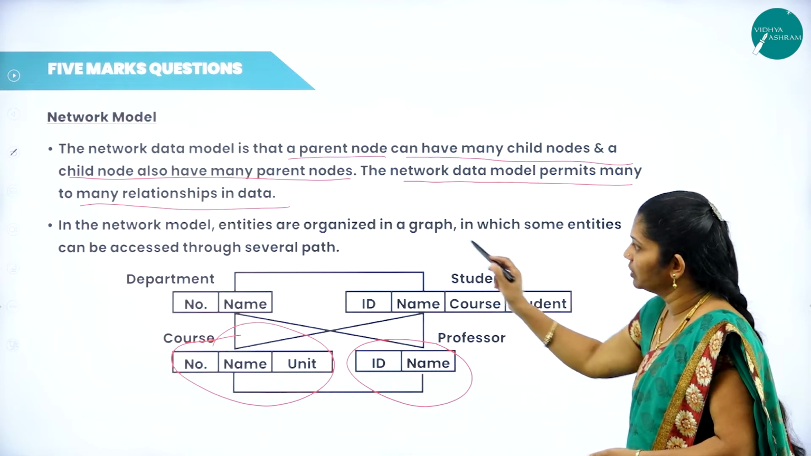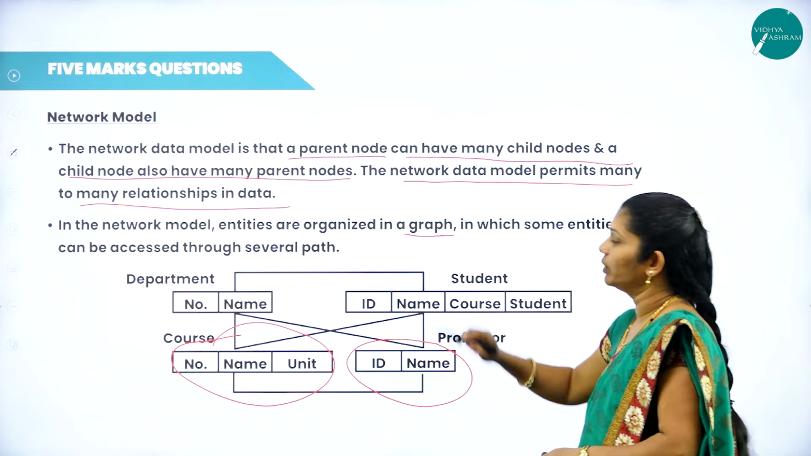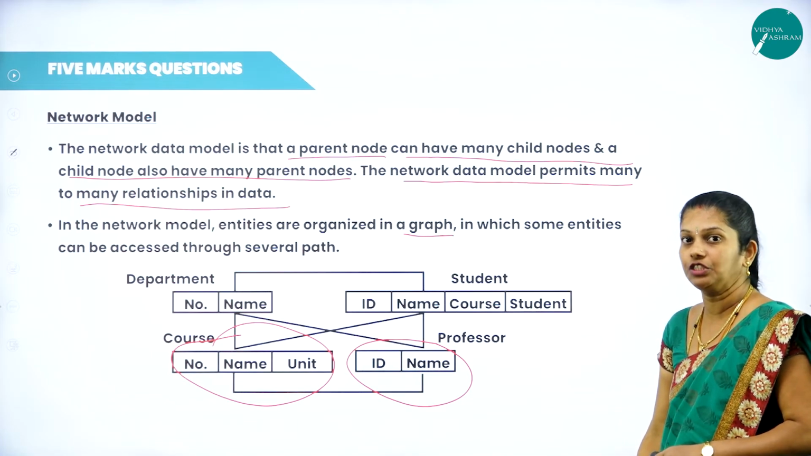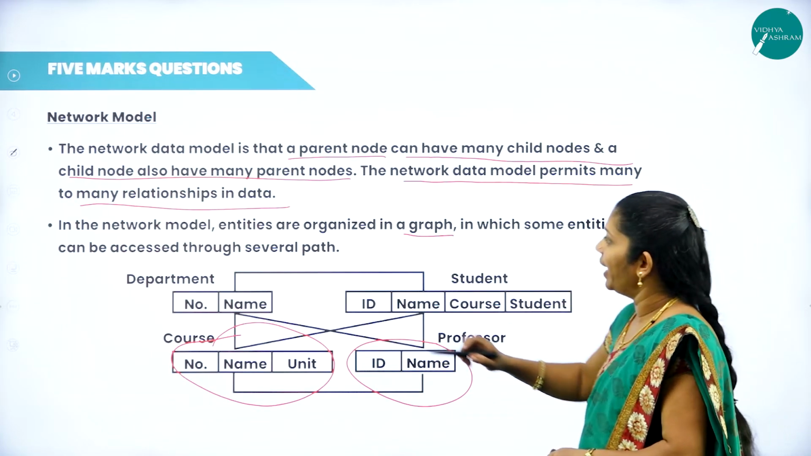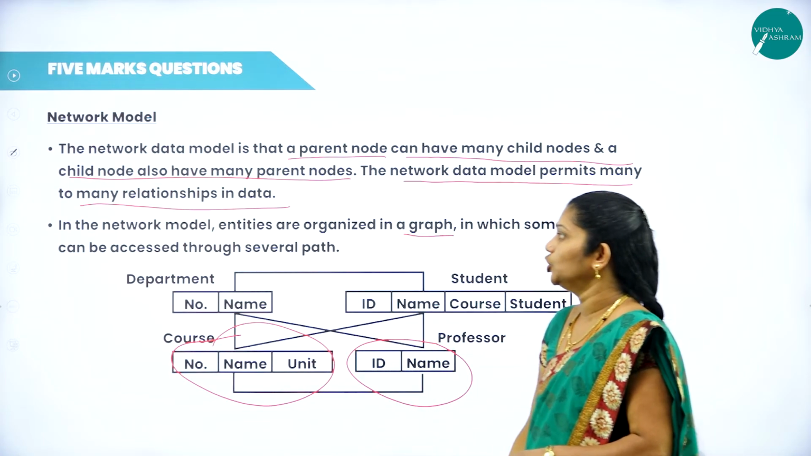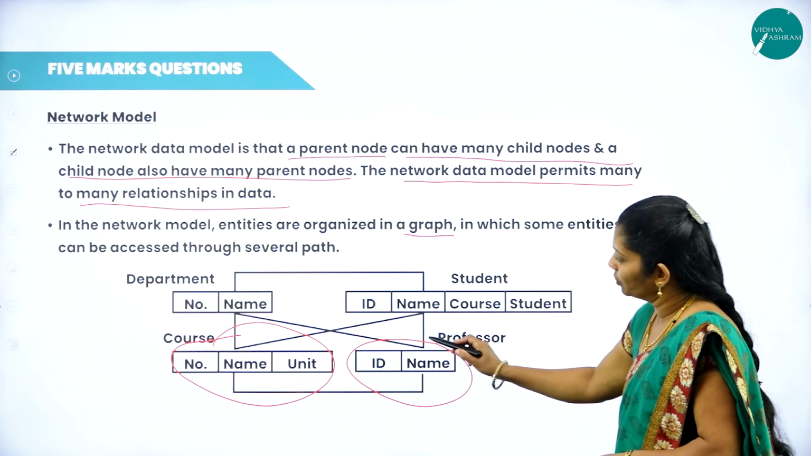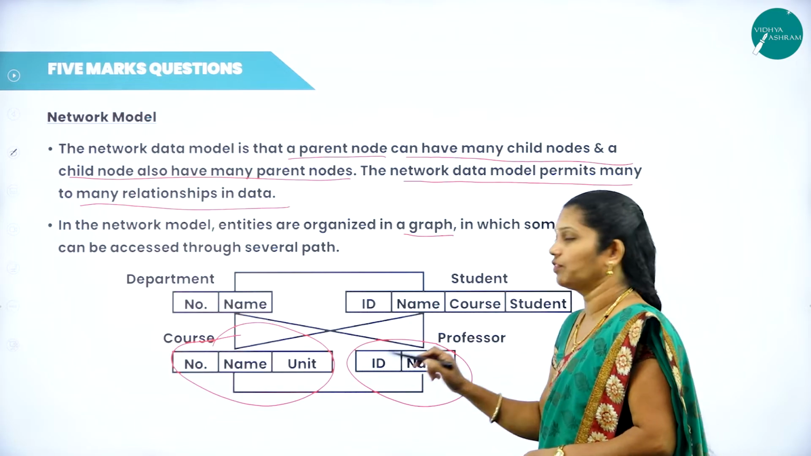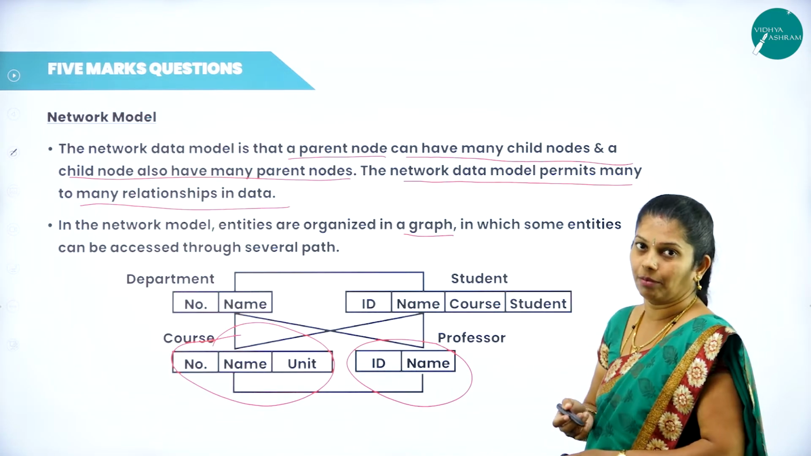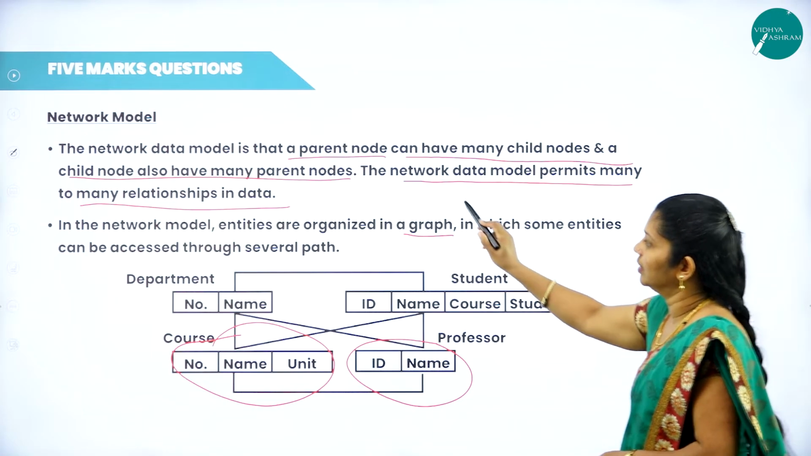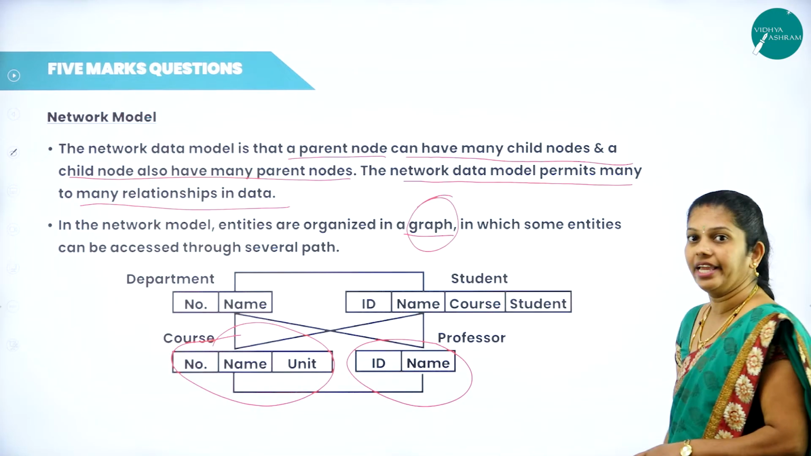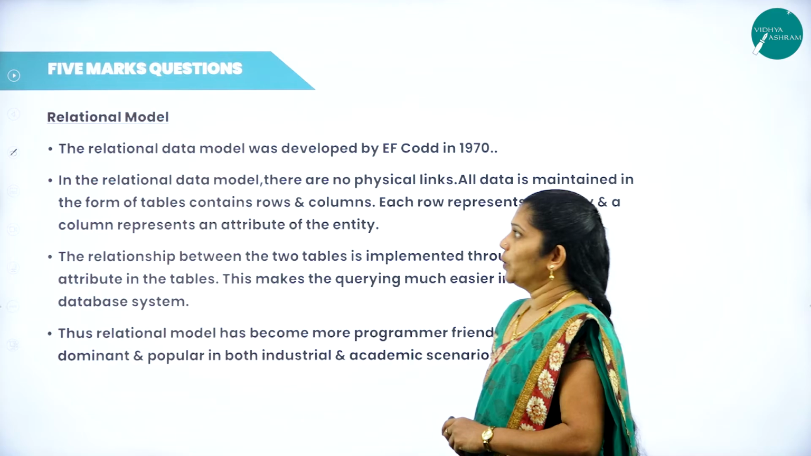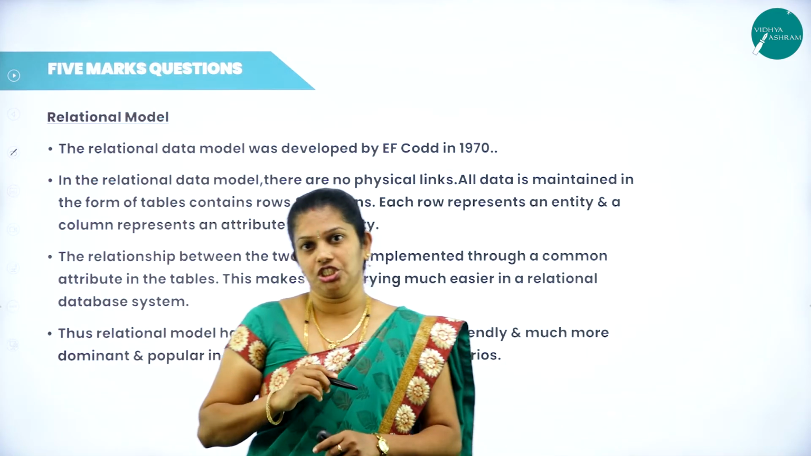And here, if you observe, all data will be represented in the format of a graph shape, in which some entities can be accessed through several paths. If I want to access this ID, then I can access it from this path as well as from this path. From many paths I am able to access it. The main thing here is that the data is represented in the format of a graph shape. Next, we will move to the relational model.